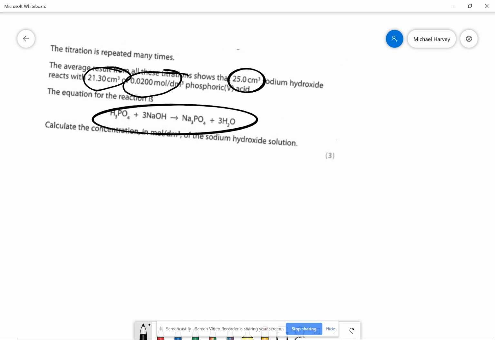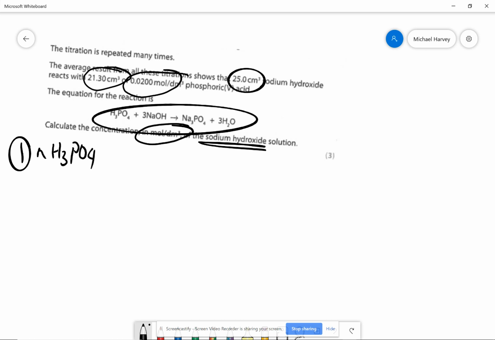The important thing also is that the concentration was given in moles per decimeter cubed, and we need to find the sodium hydroxide concentration. I'm going to go through the process in 3 steps to see how you can attain the maximum 3 marks. The first thing we have to do is work out the number of moles of phosphoric acid.